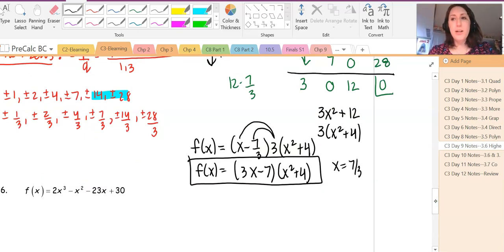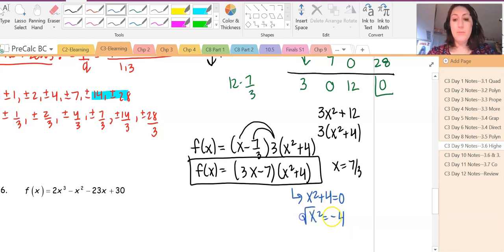So I told you we're going to talk about imaginary tomorrow, or next lesson, but this is just a little prequel. We would go ahead and set this guy equal to 0. Subtract our 4 over. Square root both sides. And remember, when you have square root of a negative, we say that that's i. And so x would be equal to plus or minus 2i, because the square root of 4 is 2. 3 solutions.